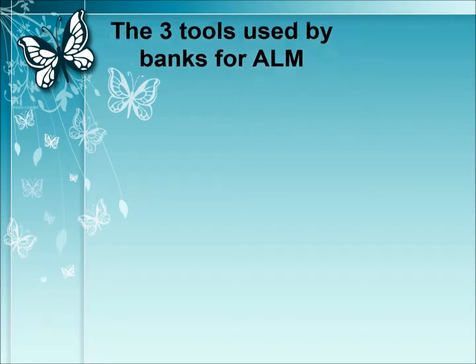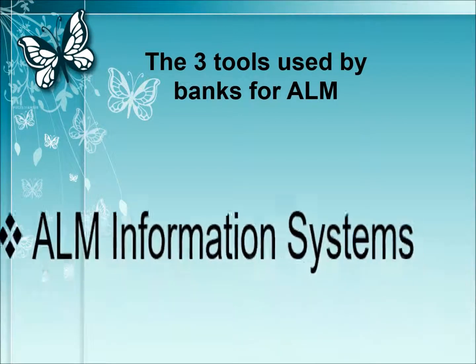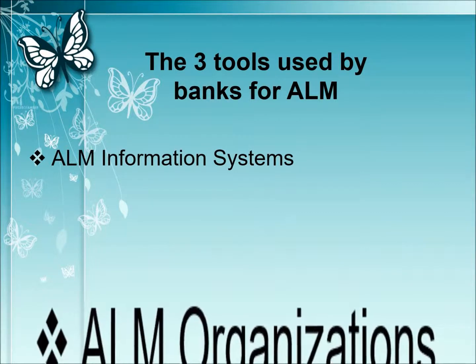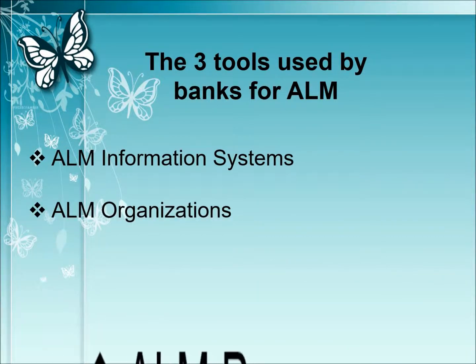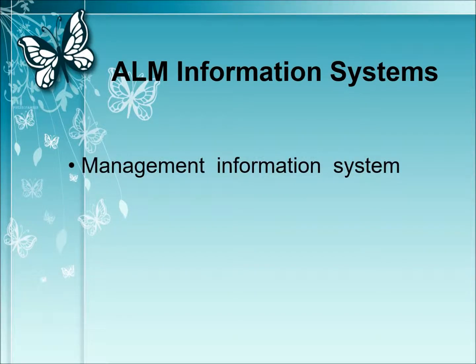There are three tools used by banks for ALM. First is the ALM information systems, second is the ALM organizations, and third is the ALM process. ALM information systems. Information is the key to the ALM process. Considering the large network of branches and the lack of an adequate system to collect information required for ALM, which analyzes information on the basis of residual maturity and behavioral pattern, it will take time for banks in the present state to get the requisite information.